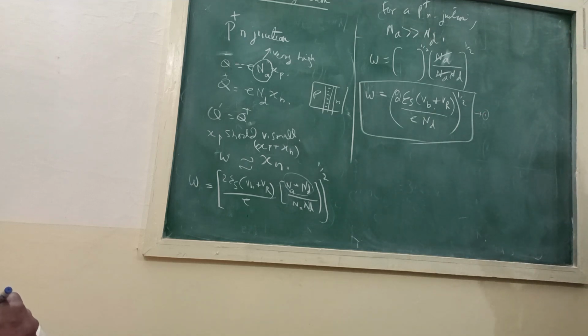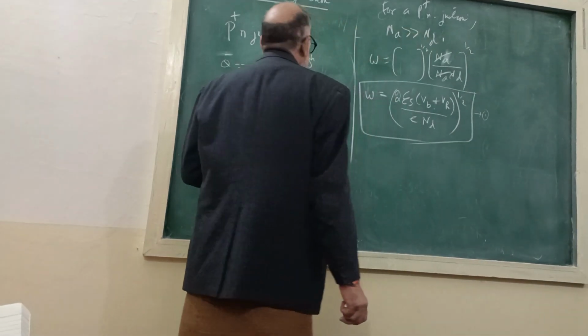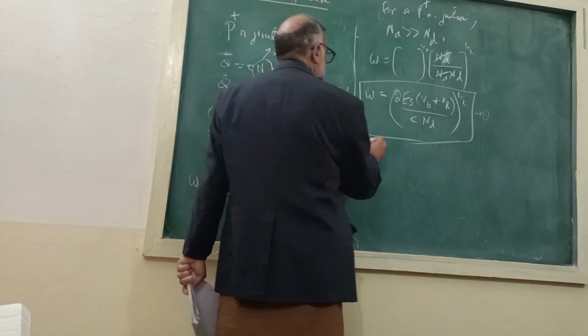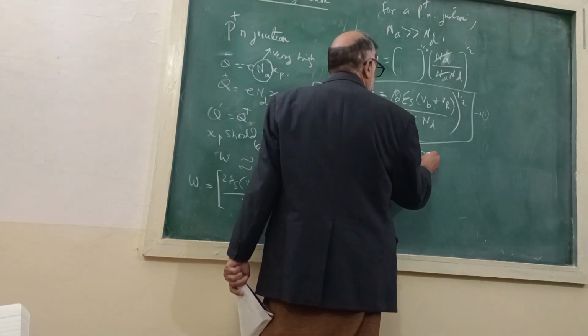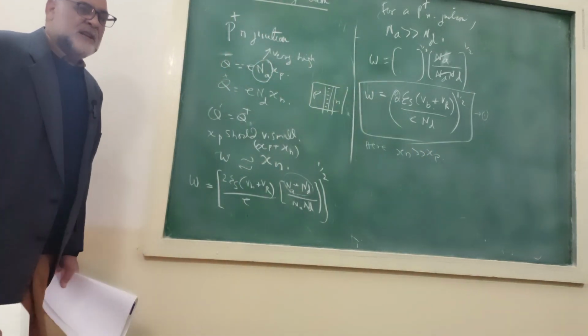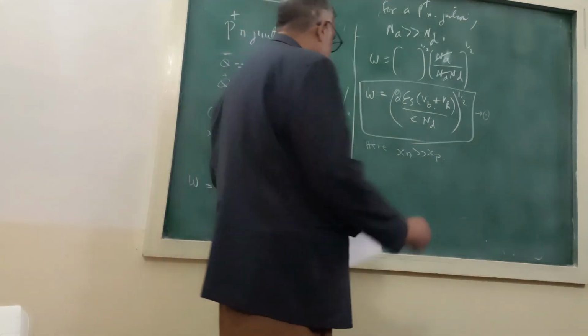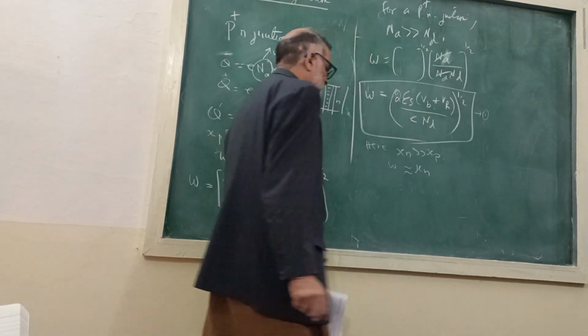Right? Now, as we said here, XN should be very large as compared with XP, and W can be written as XN.